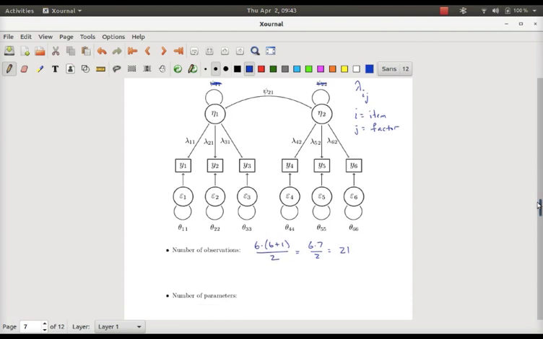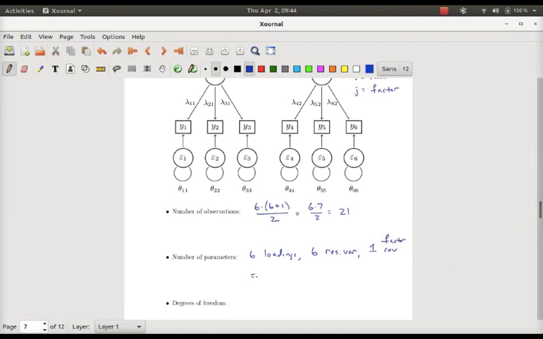What about number of parameters? Well, again, the number of parameters is going to be your loadings. So there's 6 loadings. There are 6 residual variances, these thetas down here. And then there's 1 covariance, right? 1 factor covariance. And so this adds up to a total of 6 plus 6 plus 1, which is 13 parameters.